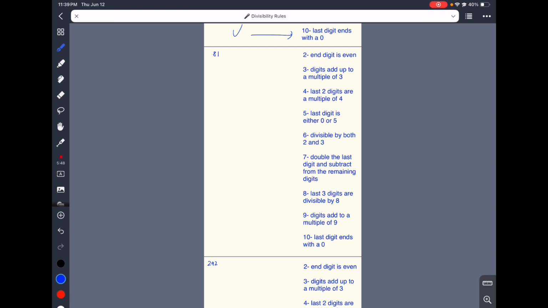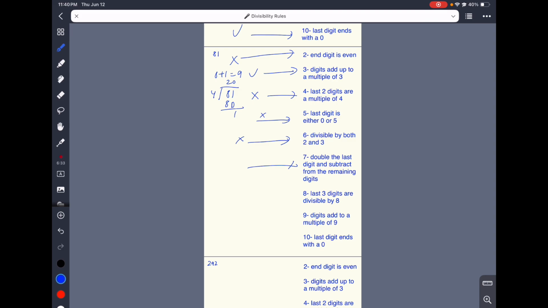For 81, let's start again by looking through each of our criteria to see which number or numbers it is divisible by. For 2, the last digit is 1, which is not even, so no. 8 plus 1 equals 9, and 9 is a multiple of 3, so it is divisible by 3. The last two digits are 81, and when you divide it by 4, you see that 4 goes into it 20 times, but unfortunately we have 1 left over, so it is not divisible by 4. The last digit is a 1, so it's not divisible by 5. It doesn't meet both criteria for 2 and 3. It only meets 3, so that means it isn't divisible by 6.